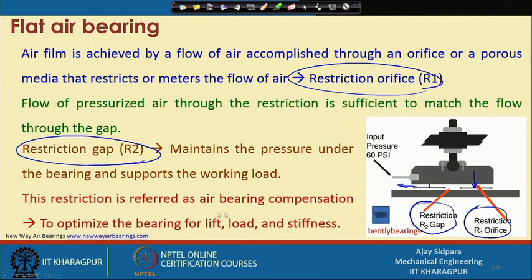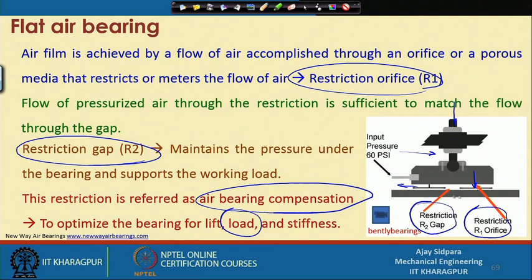right. So, this restriction is referred to as air bearing compensation, right. Whenever there is a force, you have encountered two different types of forces, one is the thrust force and another is the side force, which mostly happens in milling machines or different types of micro machining operations. So, we have to compensate this bearing by the orifice restriction and the gap restriction, and optimize the bearing for lift, load and stiffness. Because now we know that if your load is variable, again you have to maintain both, because your objective is to get a uniform thickness of the air film throughout the operation, whether it is a static or dynamic condition.